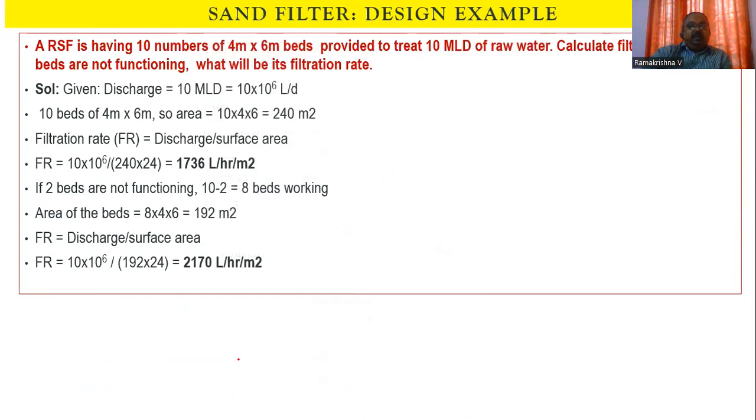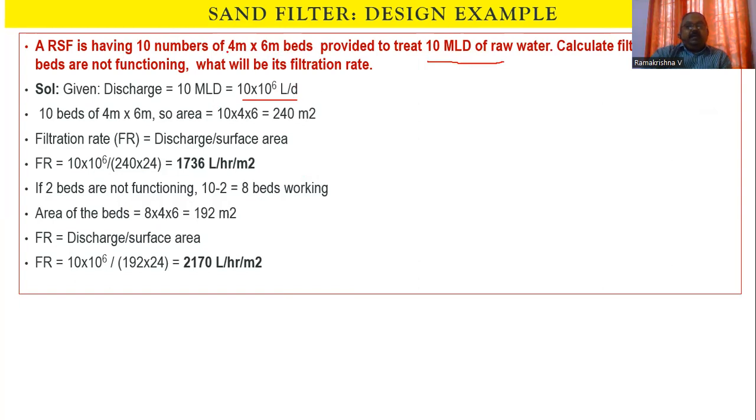So another problem: a rapid sand filter has 10 numbers of 4 by 6 meter beds provided to treat 10 MLD of raw water. Calculate the filtration rate. If two beds are not functioning, what will be its filtration rate? First of all, we have to look at how much water is to be filtered. This is given as 10 MLD raw water, 10 million liters, that is 10 into 10 to the power of 6 liters per day. First of all, you should write this.